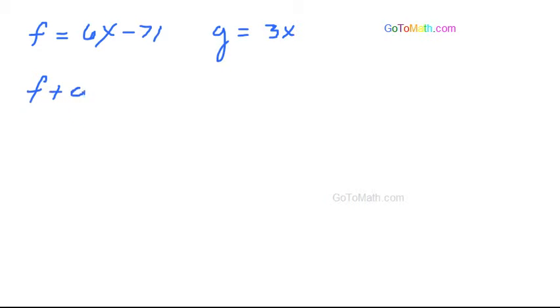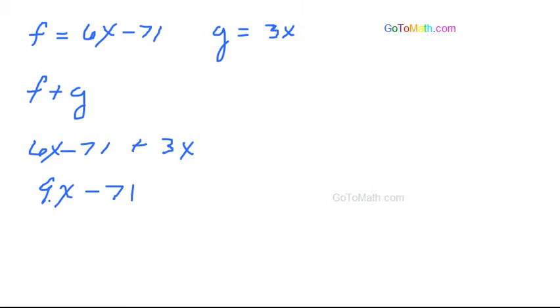Move over to the whiteboard. So we have f is equal to 6x minus 71, and g is equal to 3x. We want to find f plus g, and that means we're going to add both these together. So we have 6x minus 71 plus 3x. Now let's collect up our like terms. We have 6x and 3x, and so that's going to be 9x. And then minus 71.